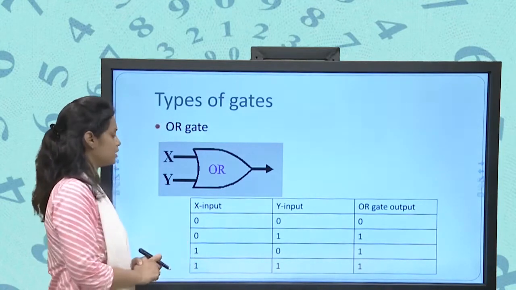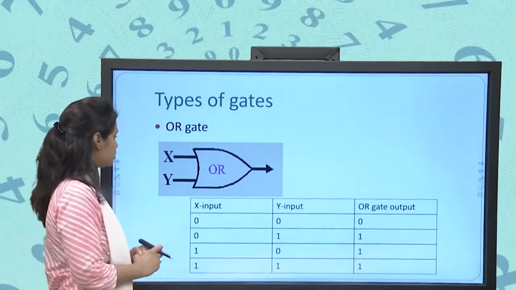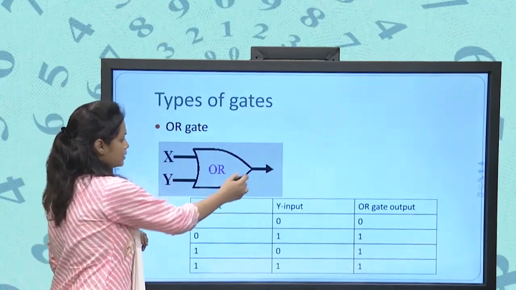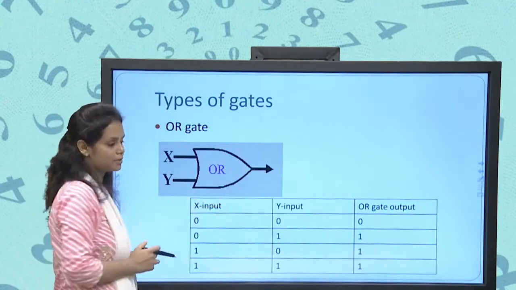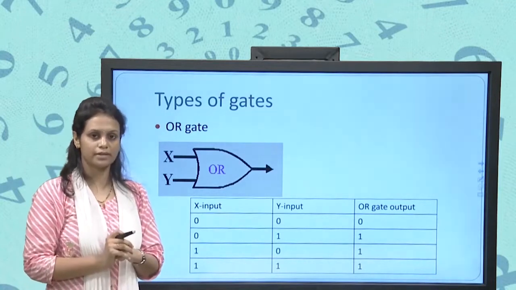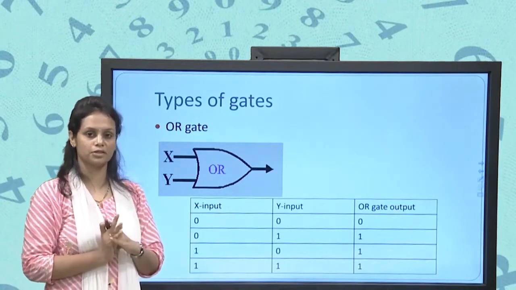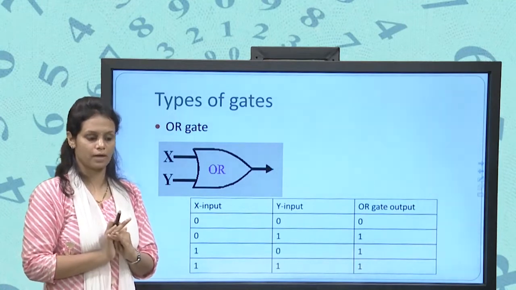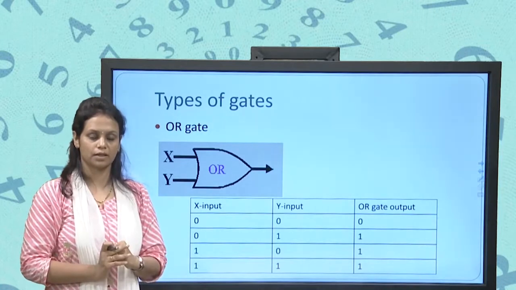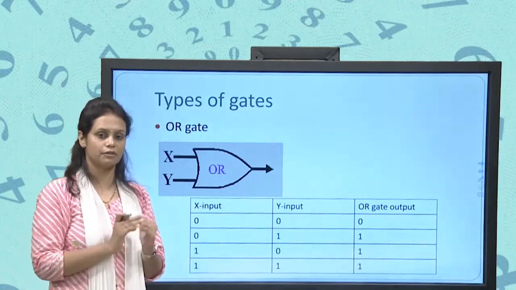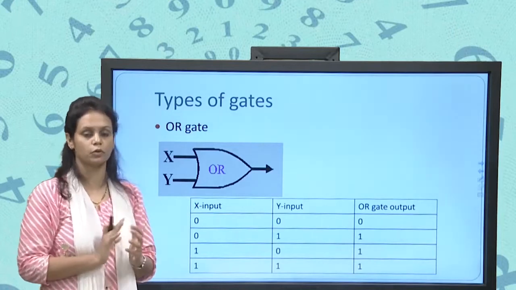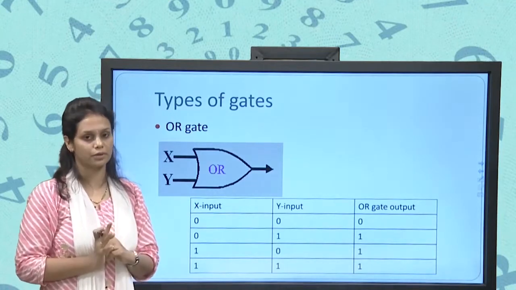Okay. What is the input in the OR gate? There are two inputs in the OR gate, that is X and Y, and it will generate the output. Now, what is the meaning of the OR gate? If at least one input is 1, then our output is 1, otherwise it is 0. I am repeating, if any one input is 1, then the output is 1, otherwise the output is 0. That means, if your two inputs are 0, then the output is 0.